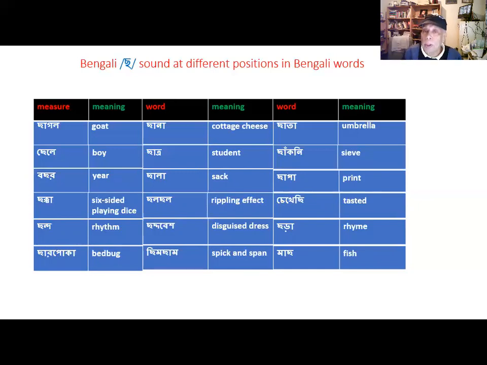Chha. Okay? That's the end of this lesson on the Bengali sound chha. Hope you can learn to pronounce words with this sound sooner than later.